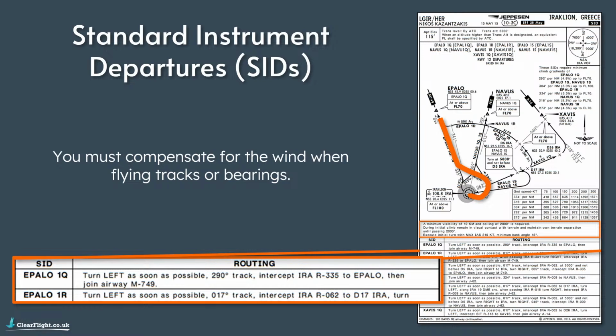The bit in the middle, the instruction that says 290-degree track, that is a track and not a heading, so you do need to compensate for any wind. If you had a wind from the left, you'd need to be slightly left of 290 degrees, and if you had a wind from the right, your heading would need to be slightly right of 290 degrees. That's pretty much it for standard instrument departures. There's not a lot to them beyond that, really.